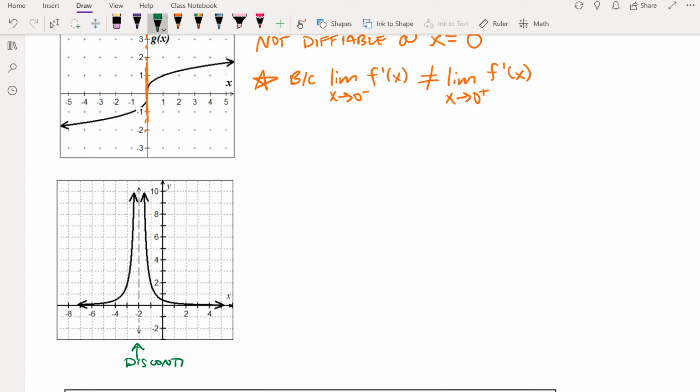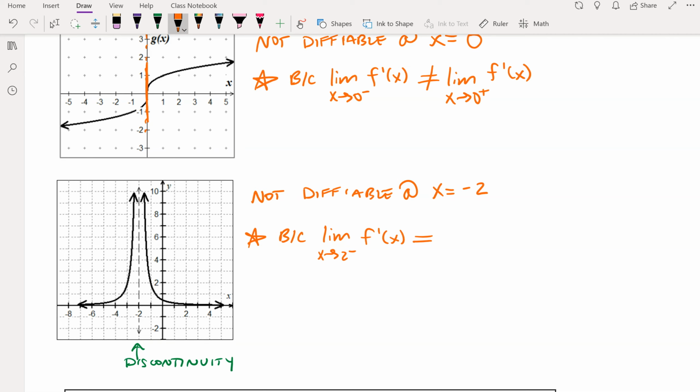This is a discontinuity. This is not continuous at x equals -2. So what we're going to say is this function is not differentiable at x equals -2. And then we have our same reasoning because the limit as x approaches 2 from the left of the derivative does not equal the limit as x approaches 2 from the right of the derivative. And let me show you with the slopes of the tangent lines. Tangent line from the left.